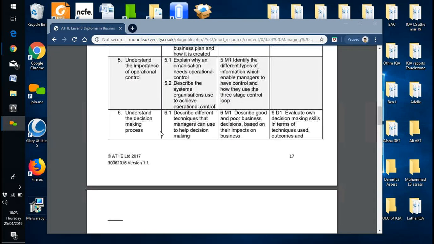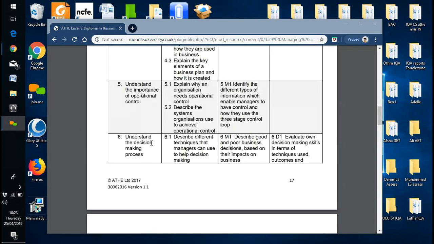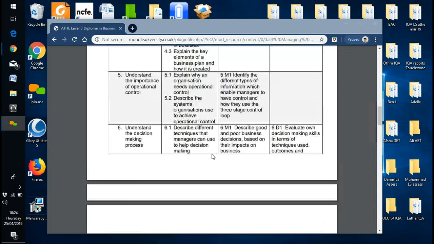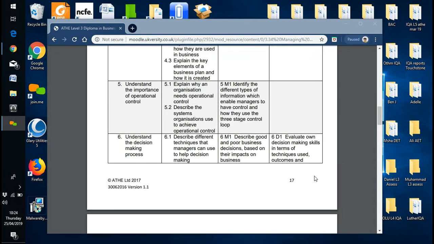And finally, 6, oops, stop jumping. Understand the decision-making process and describe different techniques that managers can use to help in decision-making. Describe good and poor business decisions based on what impacts they would have on the business.